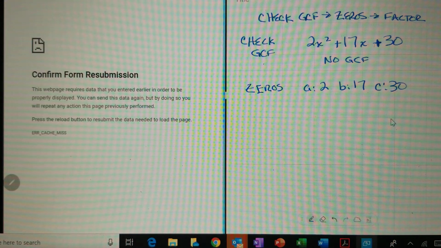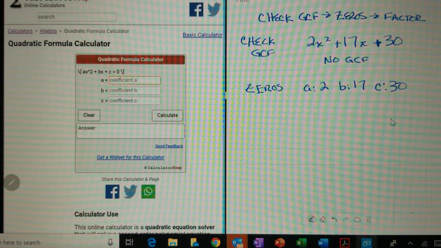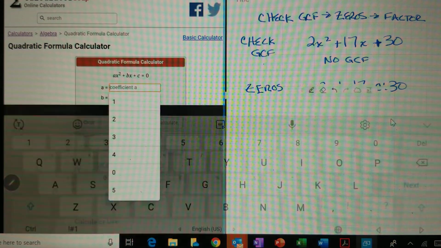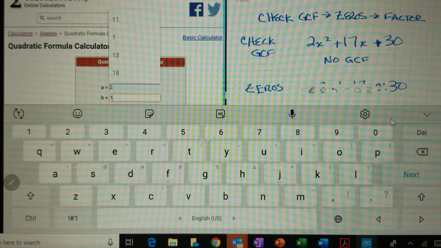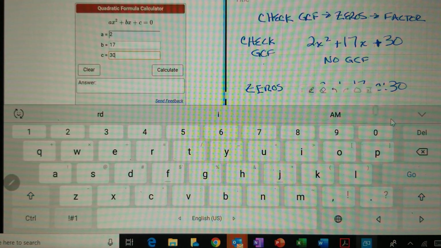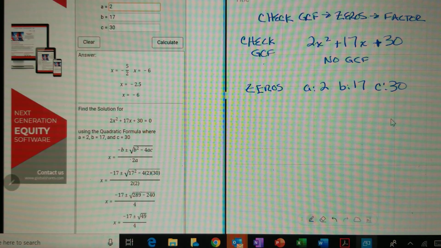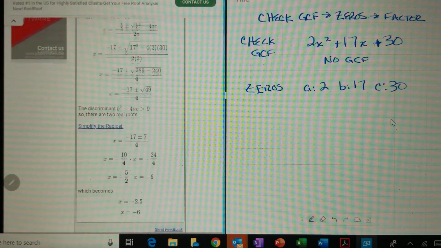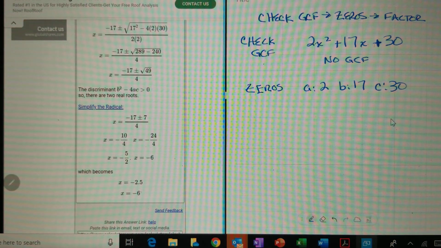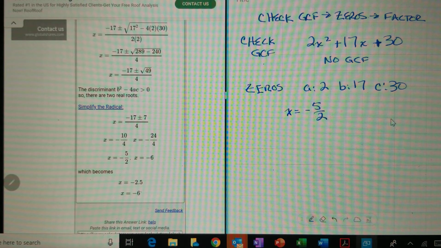So I'm going to go over to my calculator soup calculator here, and I'm going to put in a 2, a 17, and a 30, and say calculate. Now notice it gives you an answer right here, negative 2.5 and negative 6. Those are our 2 zeros, so we can't use those to make factors. We have to go farther down towards the end, and we can see what the factors were. Those are the 2 that we're going to use. So we are going to use x equals negative 5 over 2, and x equals negative 6. So there's our zeros.